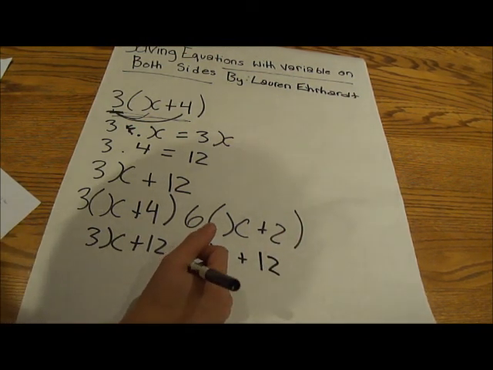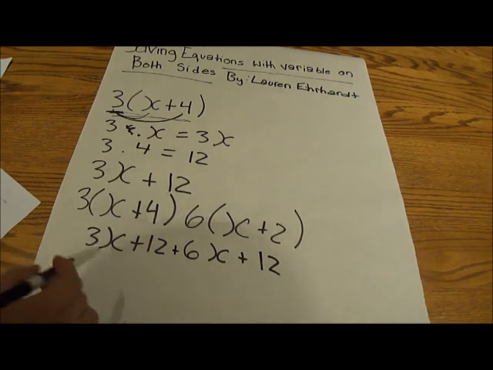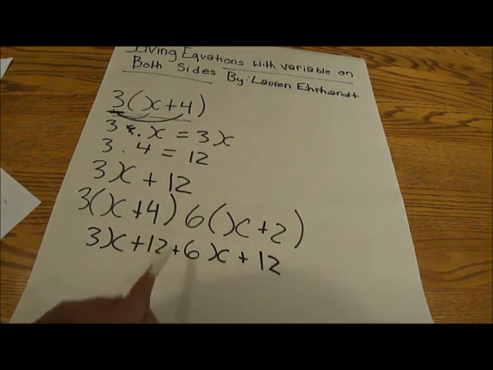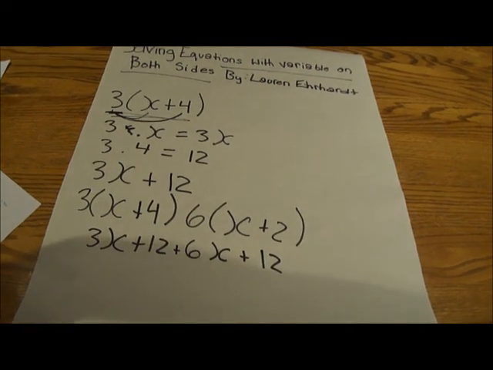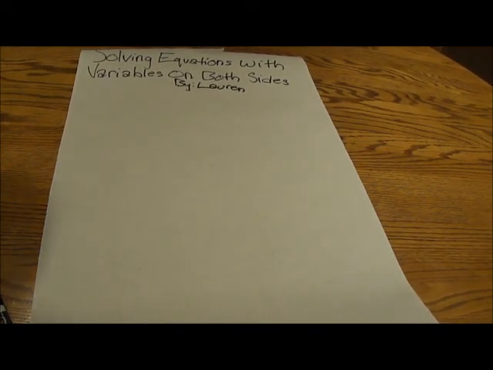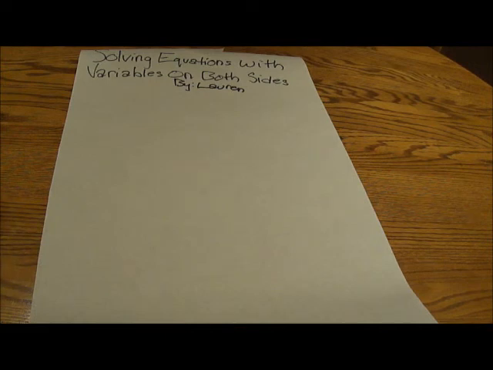Now our question is 3x plus 12 plus 6x plus 12. Now we have used distributive property to solve this question. Now that we have learned how to use distributive property, we can now start to learn how to solve equations with variables on both sides. Let's start out with a sample question.